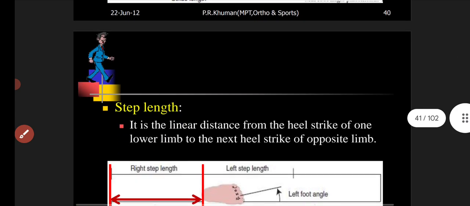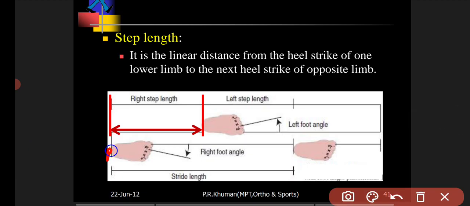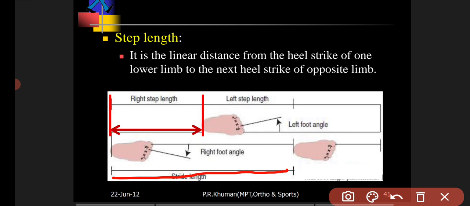Next is step length. What is step length? Right and left foot, it is easier. Step length is the distance between the heel strike of the right foot and the heel strike of the left foot. That is known as the step length. And the stride length is from here to here, only the right foot. Right to left in one single step is known as the step length.